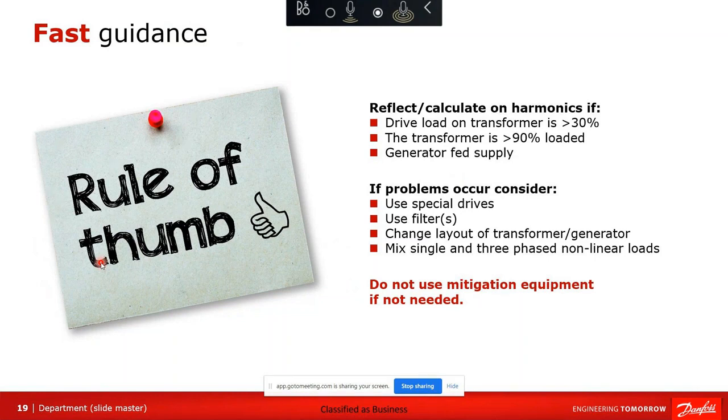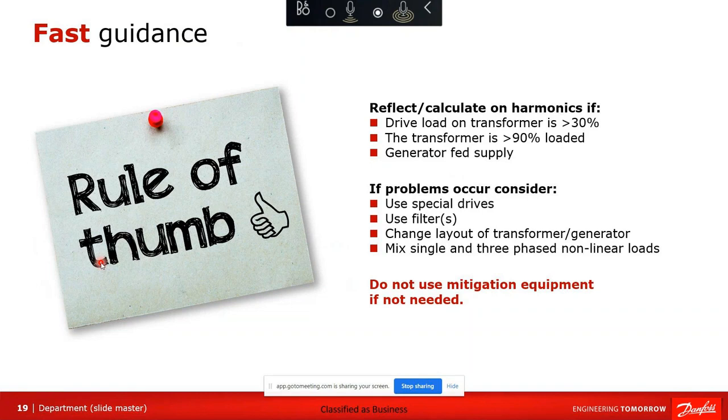Look at the drive load on the transformer. If the drives on that transformer are less than 30% of the total load, you're probably going to be pretty okay. I know that's not a very technical term, but harmonics are probably not going to be an issue. If the transformer is loaded greater than 90%, you certainly want to do a harmonics analysis and get an idea what you might have to deal with in terms of mitigation.